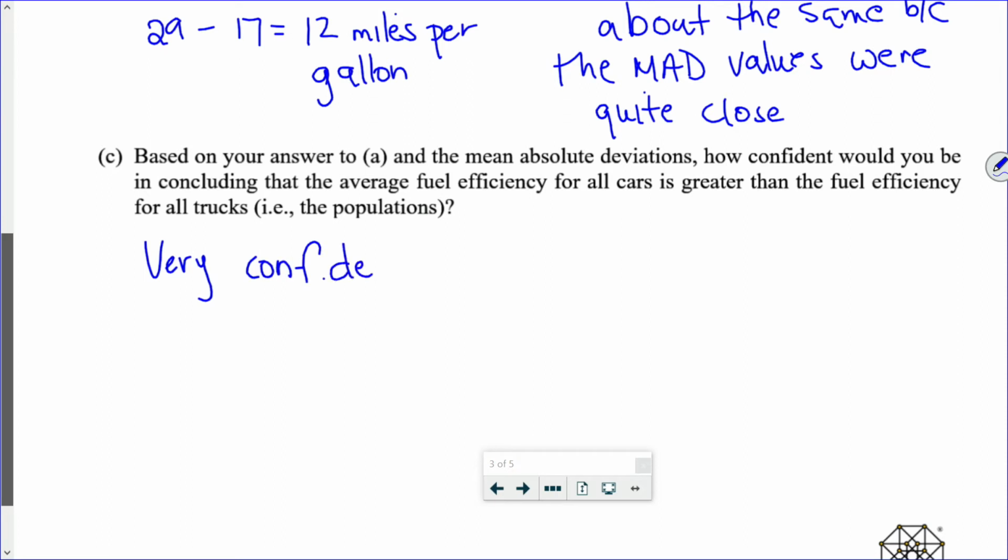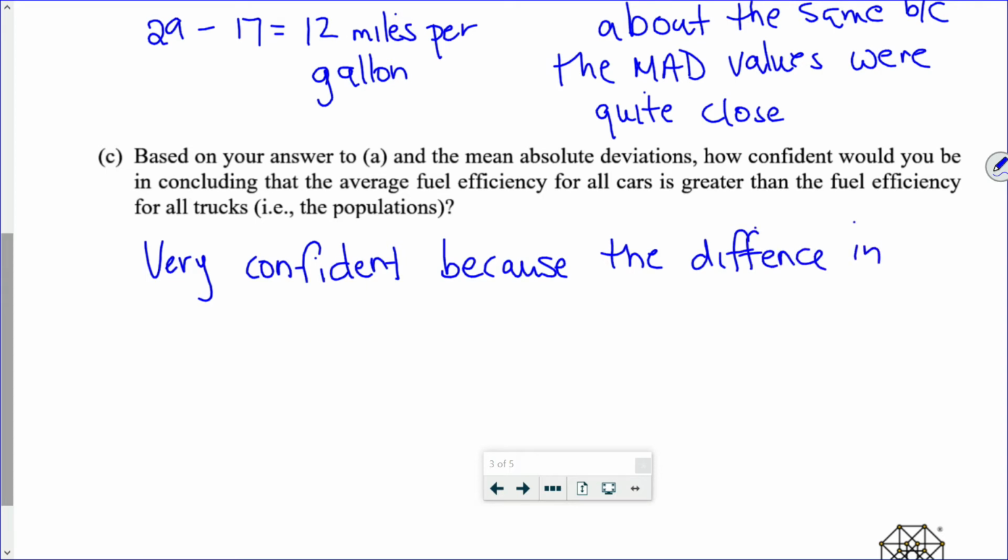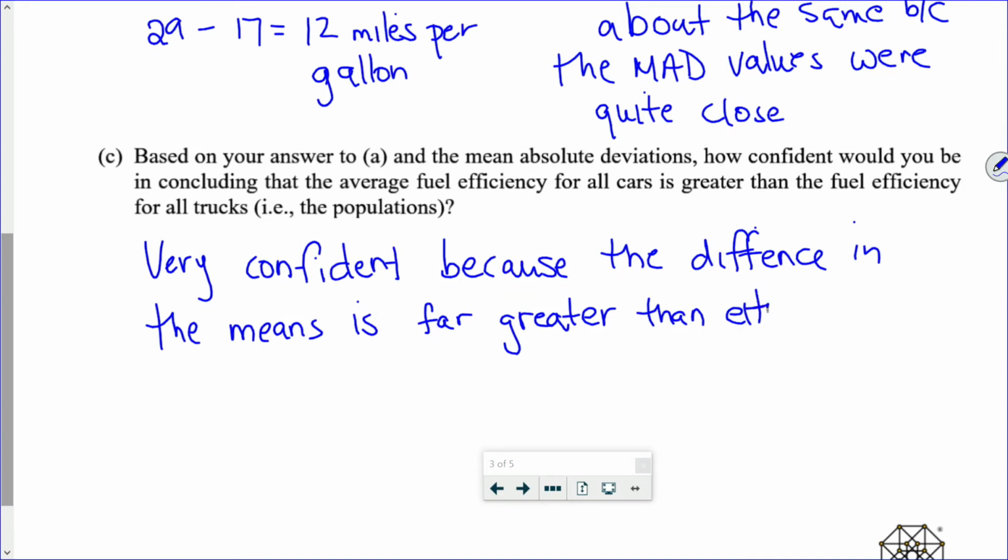Very confident because the difference in the means is far greater than either MAD value.